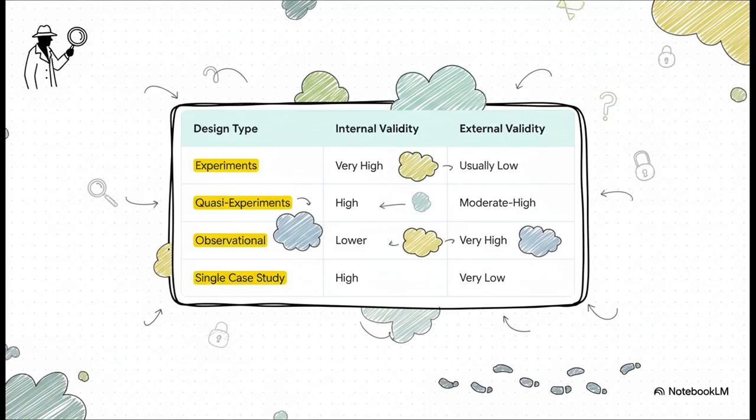So at the end of the day, every research design is a different tool in the detective's kit, and each one has its own strengths and weaknesses. There's this constant trade-off. Experiments are fantastic for proving causality in a controlled lab, but observational studies are often way better for seeing if those findings actually apply to the big wide world.